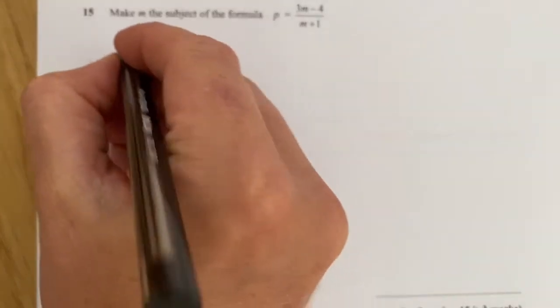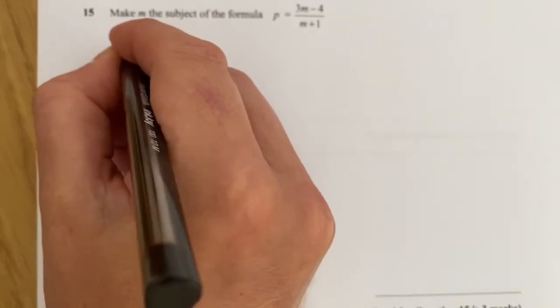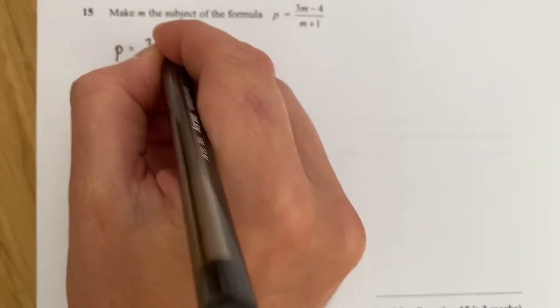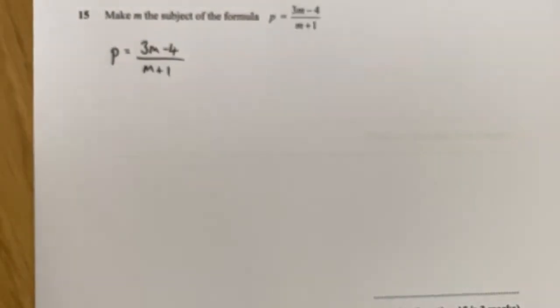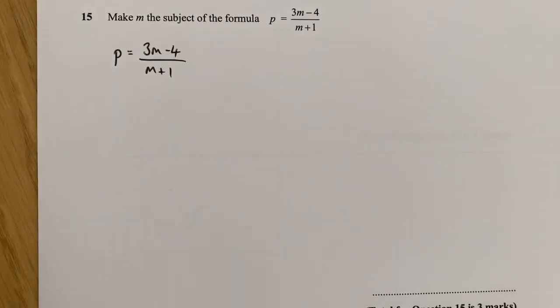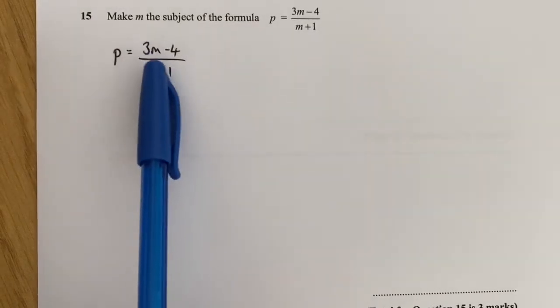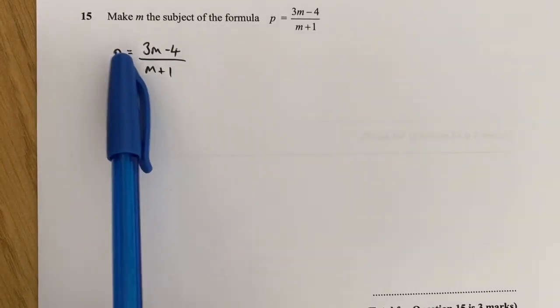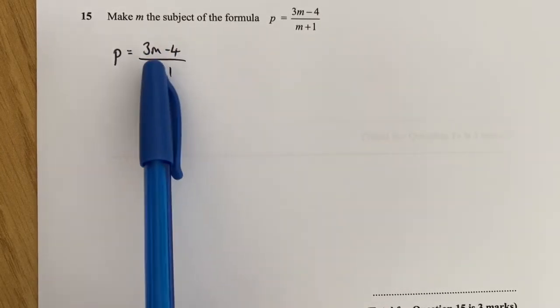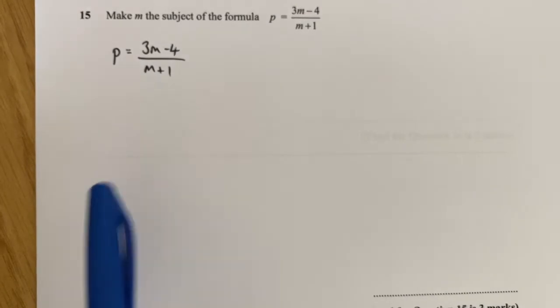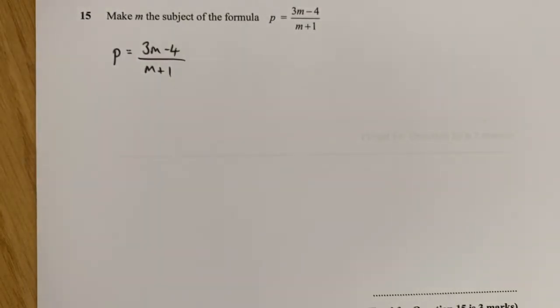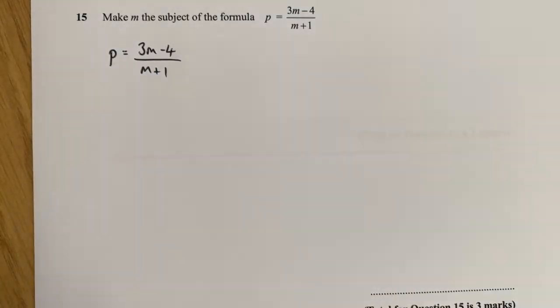Right, so I'm just going to start by writing it out. P equals 3M minus 4 over M plus 1. Okay, so the first thing that I'm going to do, I really want to get rid of this fraction, right? What you want to do is remove the fraction. So to remove the fraction, I'm going to multiply both sides by M plus 1.